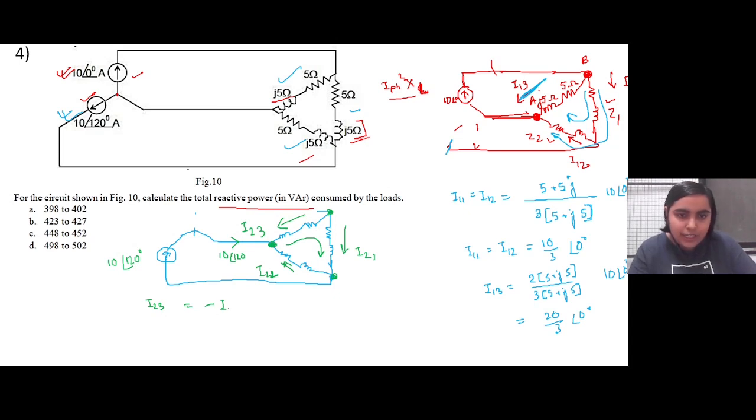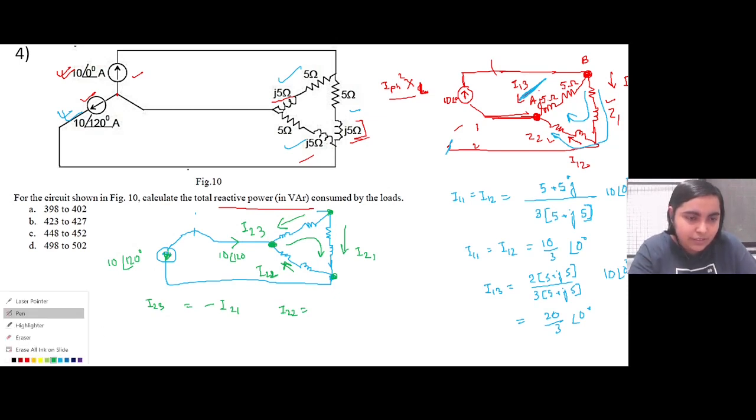So I23 and I21 will be negative of each other, right? Yes. Let us first calculate I22. If the current source here is in this particular direction, I'll maybe redraw it, then it will be better.